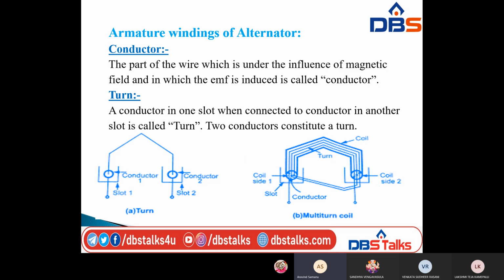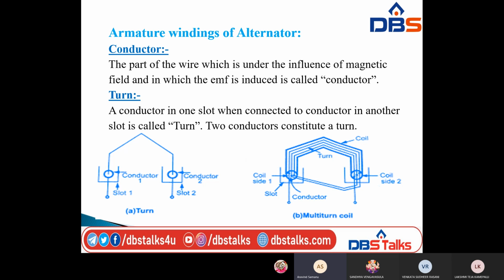If you observe the second diagram, that is the B diagram, I have mentioned coil side 1 and coil side 2. A coil consists of many turns, and the part of the coil in each slot is called a coil side of a coil. So this is the explanation for the coil and coil side.